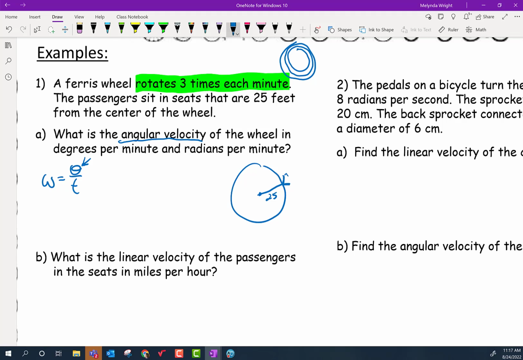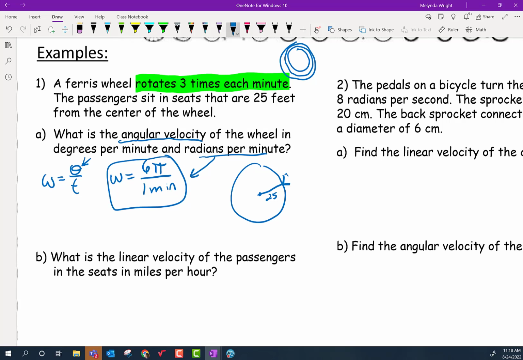So we know that omega is going to be 6 pi. And what is the time that they gave us? They told us that it does that in a minute. So it's 6 pi per 1 minute. That is our angular velocity, and that is in radians per minute. Now they want us to convert to degrees per minute.